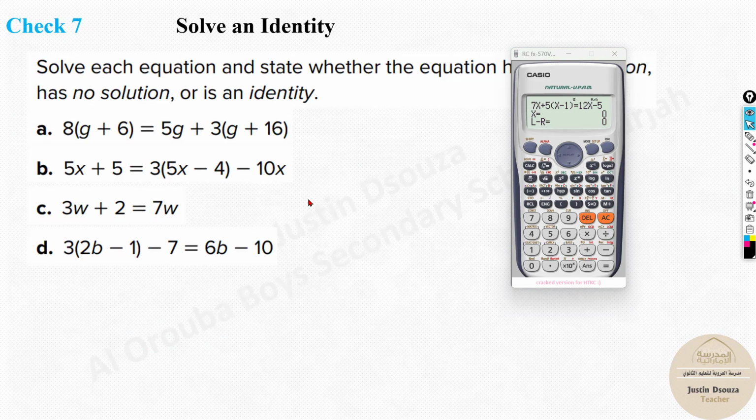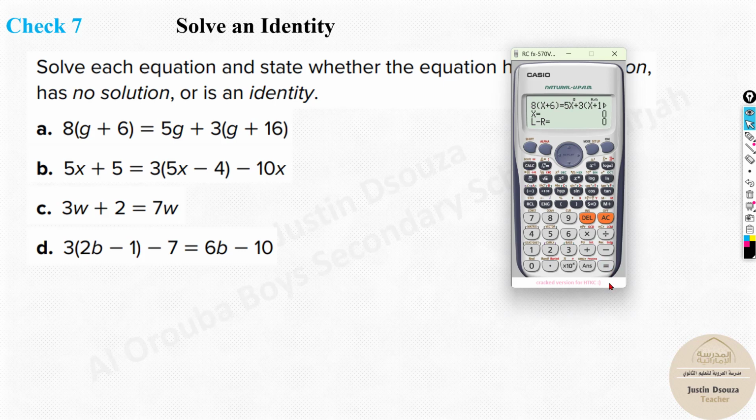Now, same way we will try solving these one by one. I will go from D. You can pause the video and try, and you should tell which has solution, no solution, and identity. Let's go from A only. I'll do it in calculator. Alpha x plus 6, close the bracket, equals 5 alpha x plus 3 times alpha x plus 16, close the bracket. Shift and solve, you will get the answer.